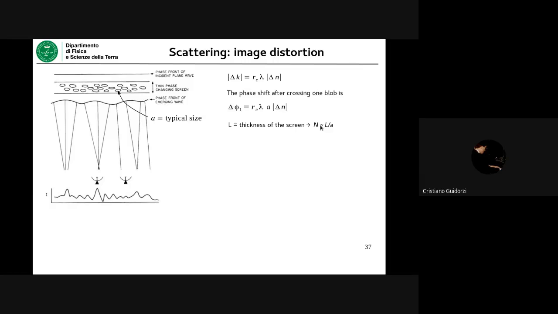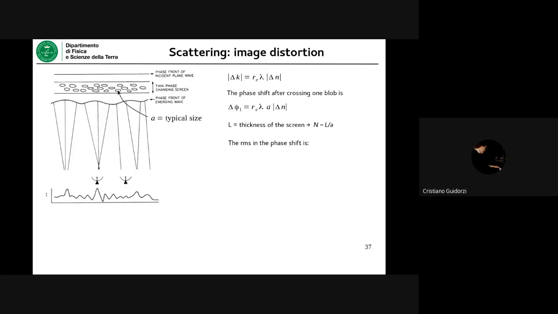It's an estimate of the average expected number of blobs. Of course, it's a random process because we assume that all these blobs are more or less randomly distributed. Okay. And so, given that this is a random process, for the number of blobs that each single ray will cross, it makes sense to estimate the so-called root mean square.